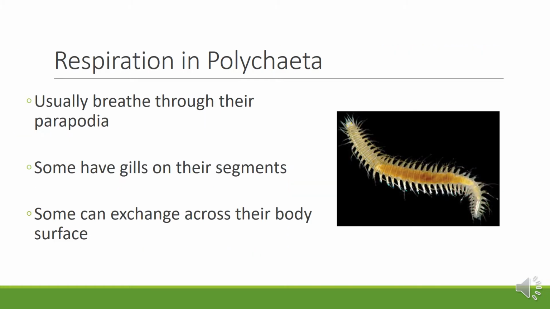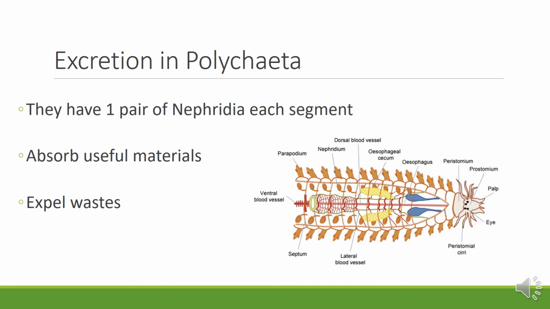Respiration for Polychaeta. They usually breathe through their parapodia, those little leg-like extensions on the side of their body. Some of them have gills on their segments, and some just exchange across their body surface, so straight across. Excretion in these guys. They have 1 pair of nephridia for each segment. This is really useful because each individual segment has the ability to expel waste. They absorb the useful materials and expel the waste of the segment, usually taking it straight out of their coelom.